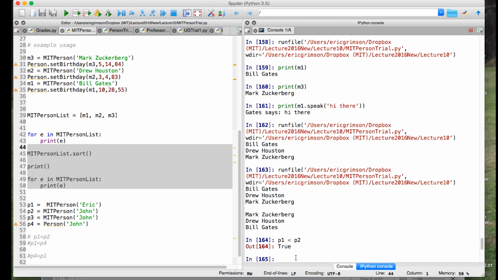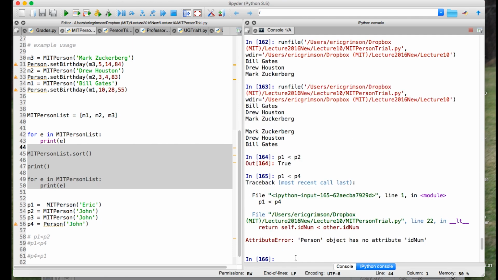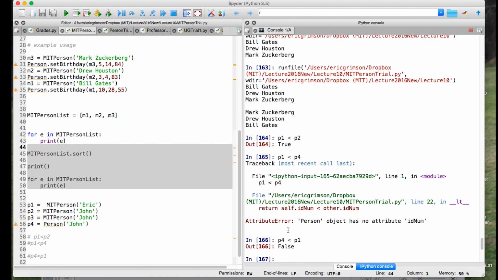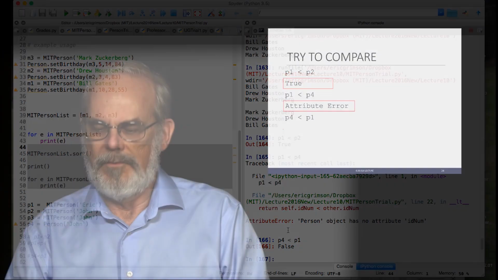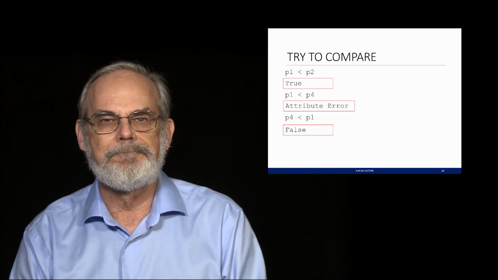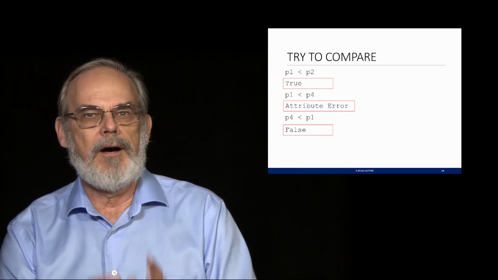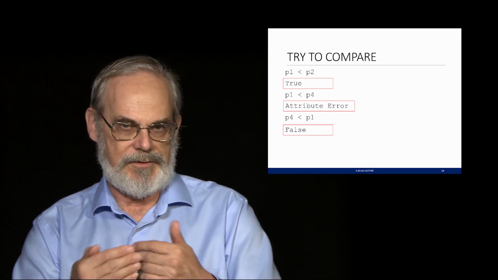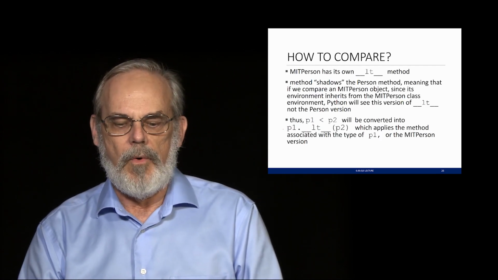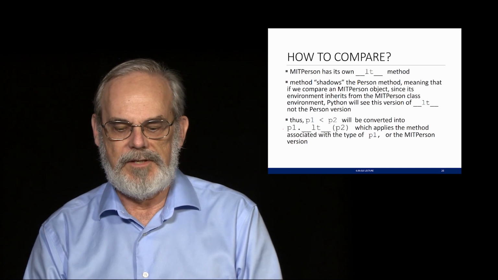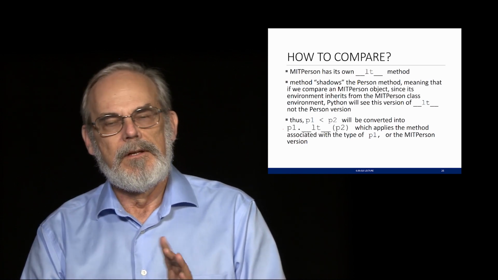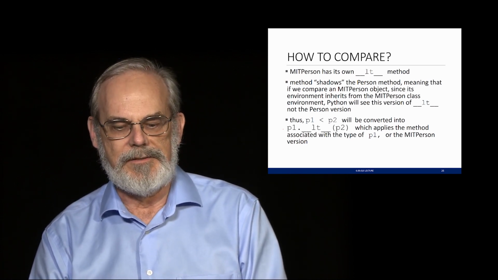Great. Now let me ask, is P1 less than P4? Oh goodness, I get an attribute error. Let's try it the other way. Is P4 less than P1? No. Wait a minute. What's going on here? Well, this is highlighting how a class or an instance of a class gets a method. So why is it that in one case it works and in another case it doesn't? So how's the comparison actually taking place?